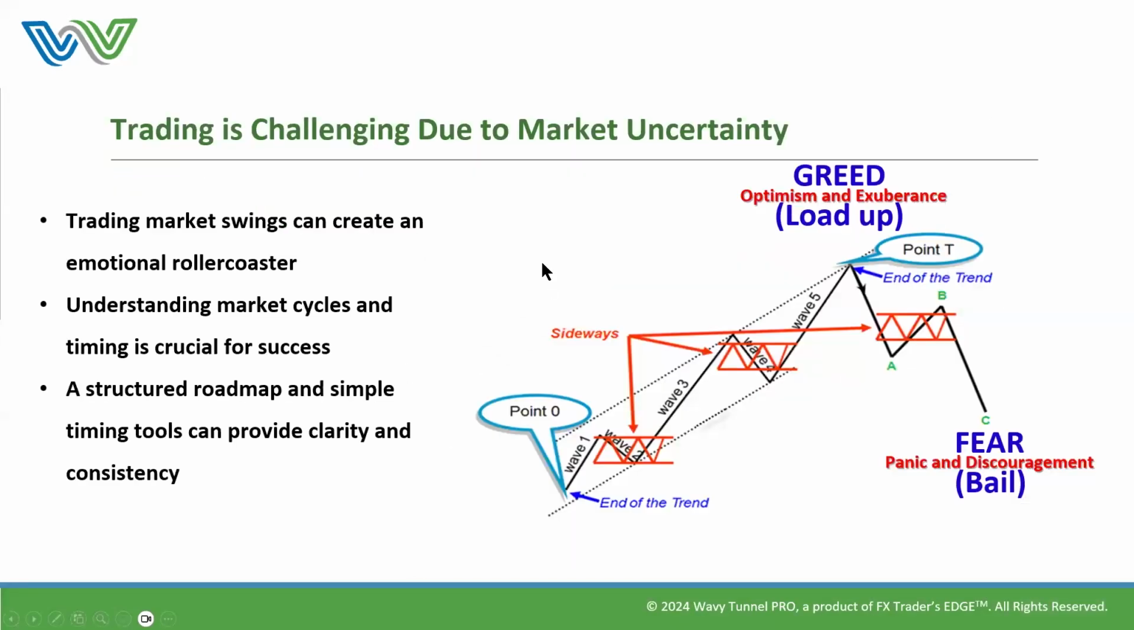Trading is challenging due to market uncertainty. And trading market swings can create an emotional roller coaster. So understanding the market cycles and timing is crucial for success. A structured approach and a structured roadmap and simple timing tools can provide clarity and consistency. So today I'm going to teach you a structured roadmap, which is on the right side of this screen. This is the market cycle: 5 waves up, 3 waves down.